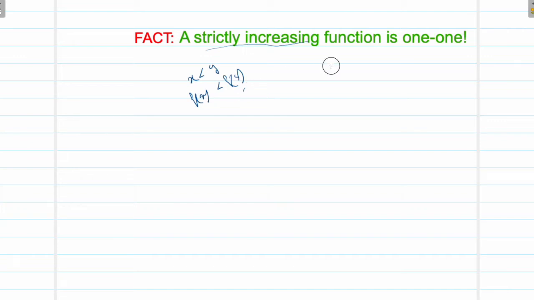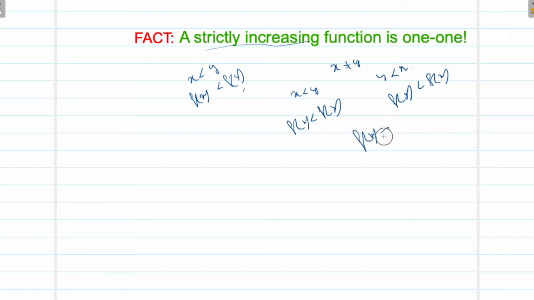Why? Because if x is not equal to y, either x is less than y or y is less than x. If x is less than y, f(x) is strictly less than f(y). If y is less than x, f(y) is strictly less than f(x). So in either case, f(x) is not equal to f(y). So if x and y are different, then f(x) and f(y) are also different. Therefore, the function is one-one. That's so easy to prove.